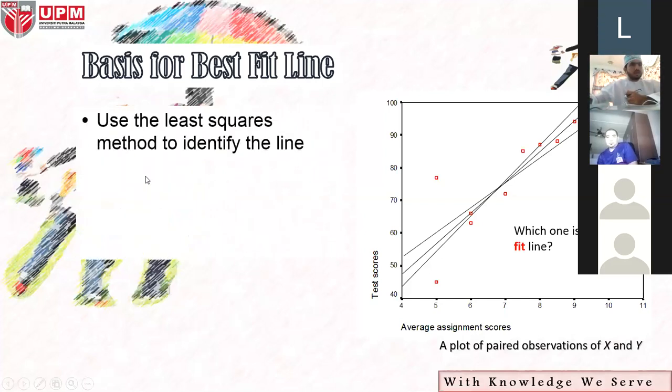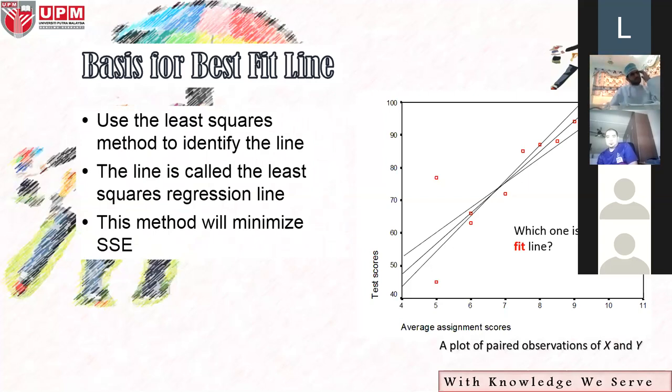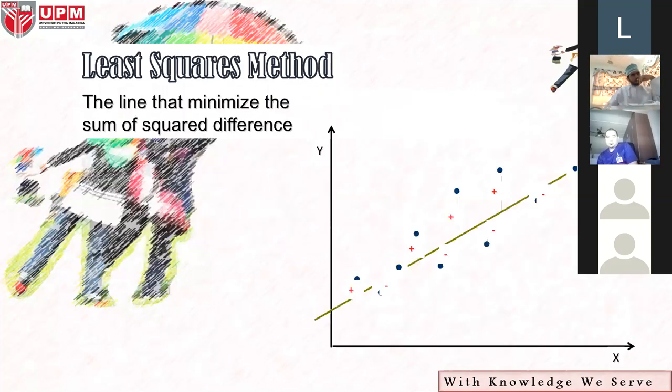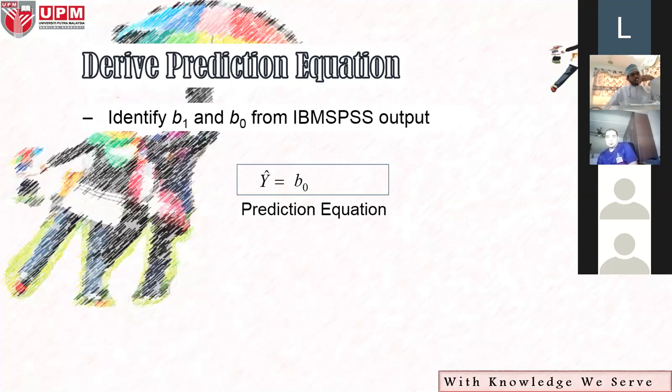So we use the least square method to identify the line, and the line is called the least squares regression line. This method will minimize the sum of squared errors. So the best fitted line helps us to reduce the error. To derive the equation, you just need to identify the B1 and B0 values from the IBM SPSS output and then insert them into this prediction equation: y hat equals B0 plus B1 x1. This is just for the case that you have one independent variable.